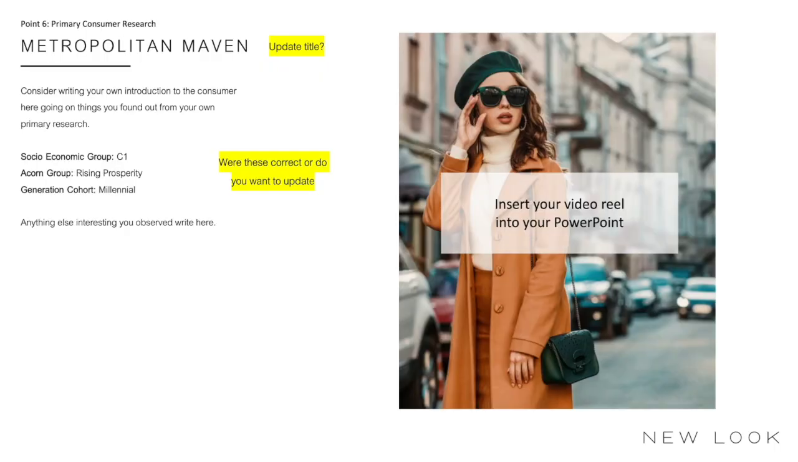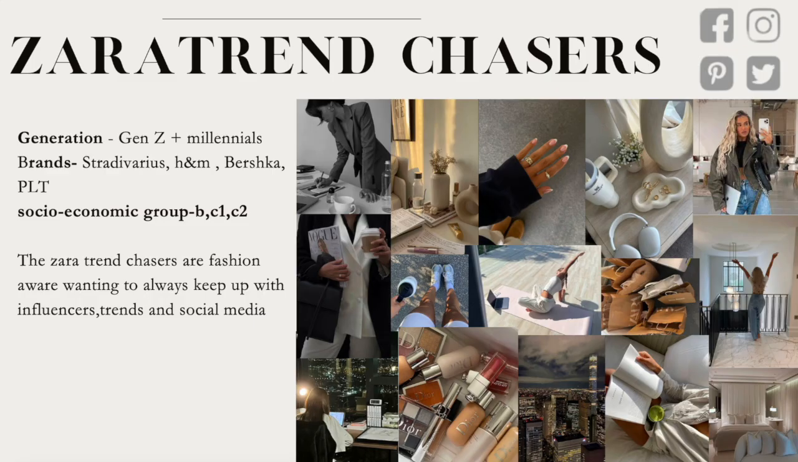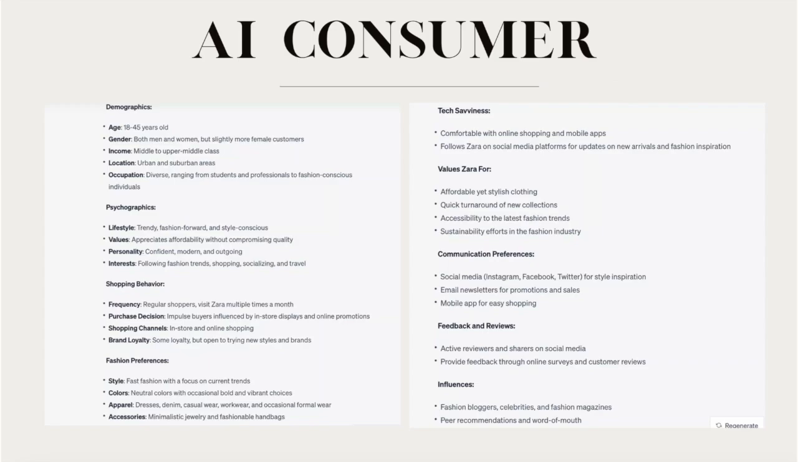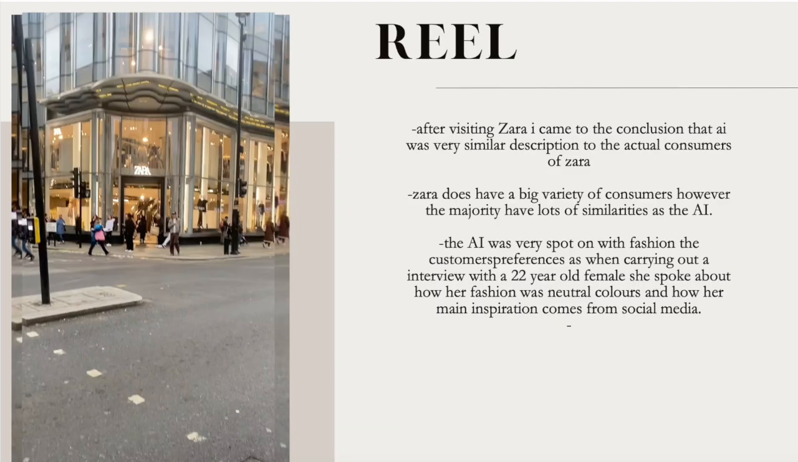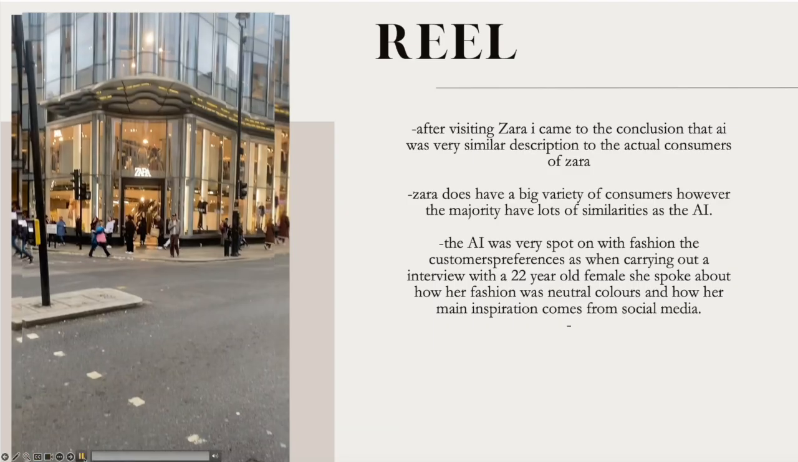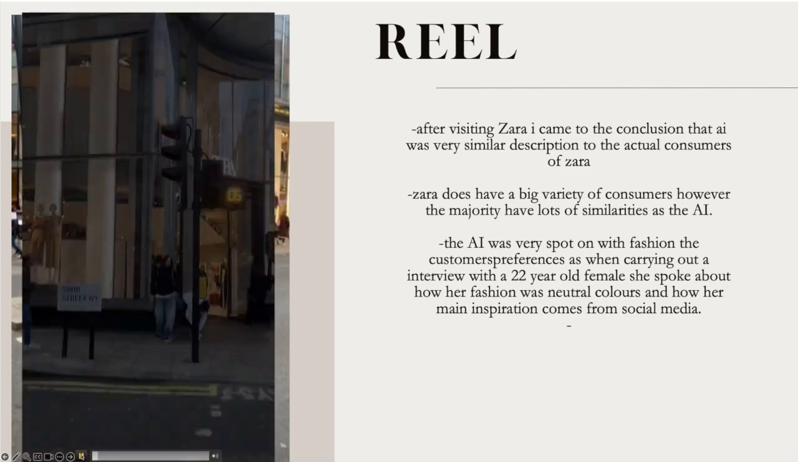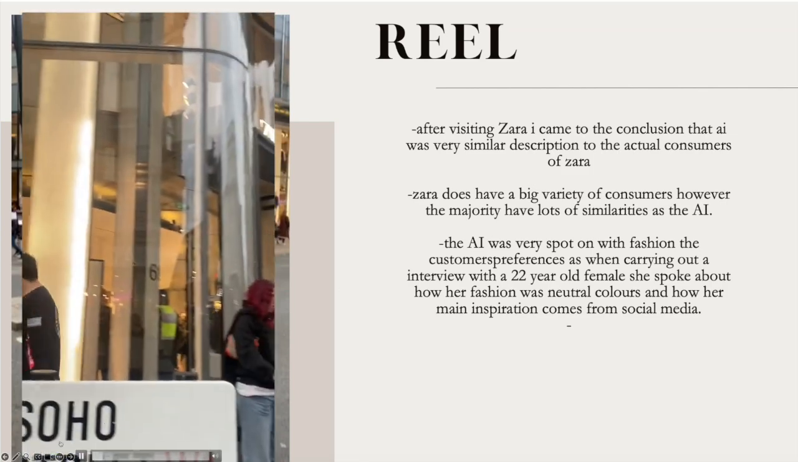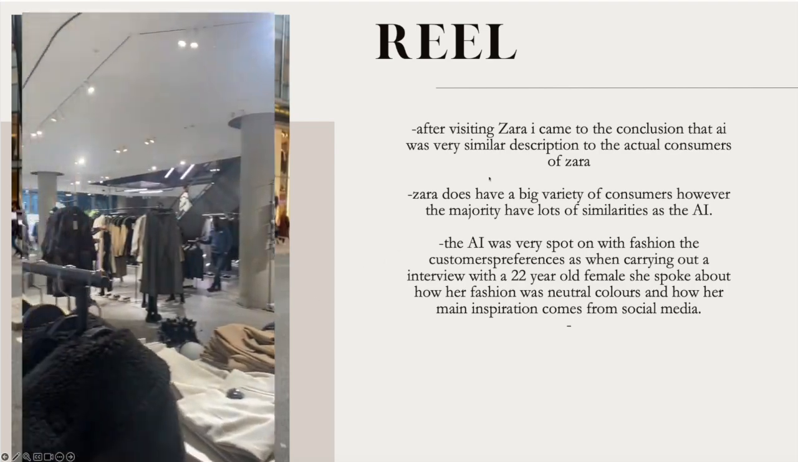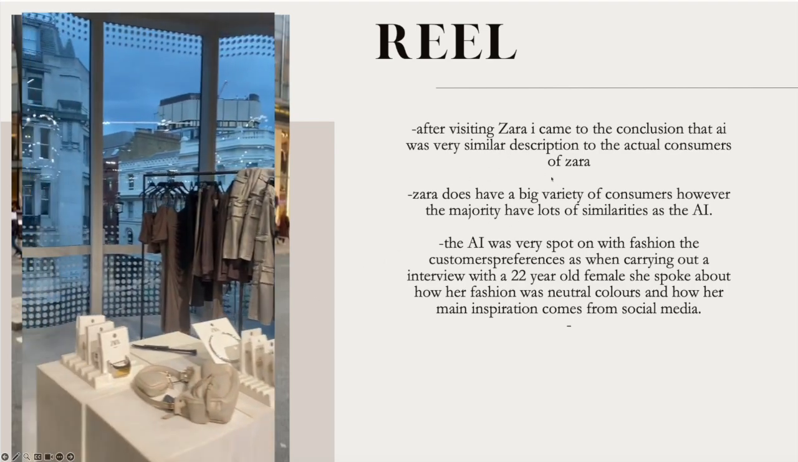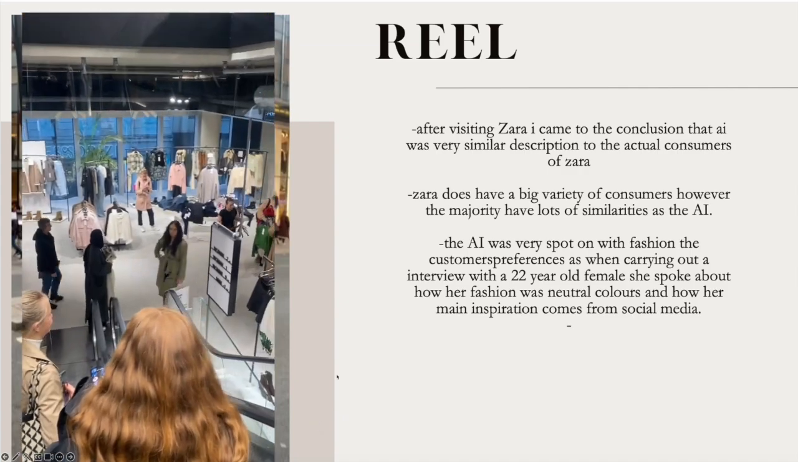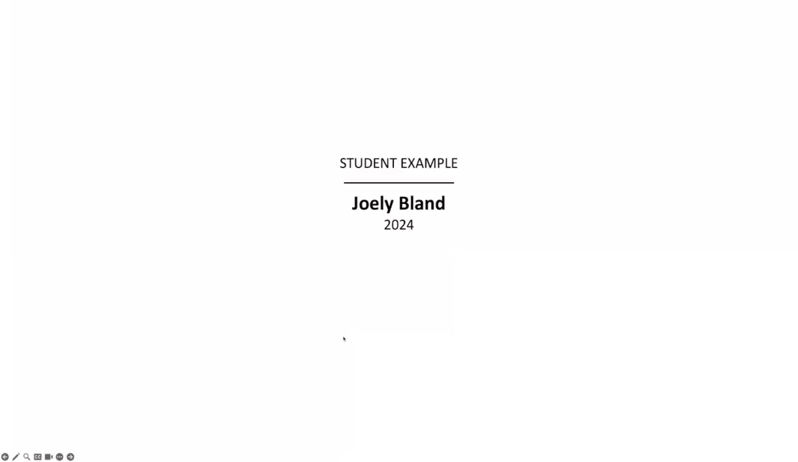So something like this. Maybe you could update the title of your point 5 consumer and see if that information was correct. Ella, for example, did hers, so she's done an overview of her secondary consumer, her AI, and then what she's done really nicely here is included her reel there beside it. So along with her reel, she has also done a couple of bits of her own analysis and analysed what it was like in comparison to her ChatGPT research.